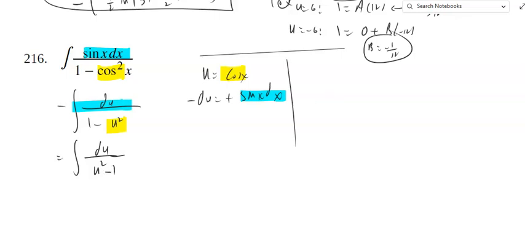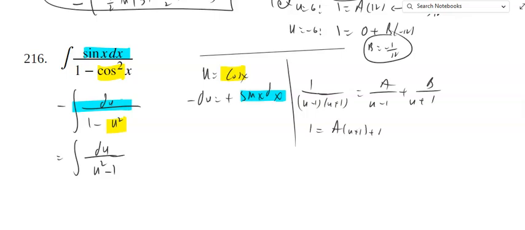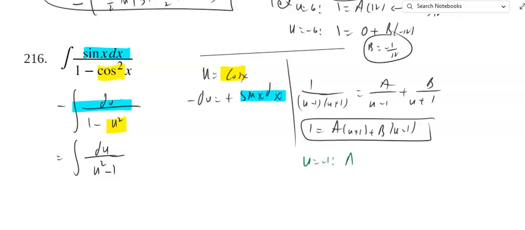So let's take 1 over u minus 1 into u plus 1 over u minus 1 u plus 1, a and b. So 1 equal a into u plus 1 plus b into u minus 1. There it is. Well, two values. Let u equal negative 1. One equals 0 plus b times negative 2. So b is negative 1/2.